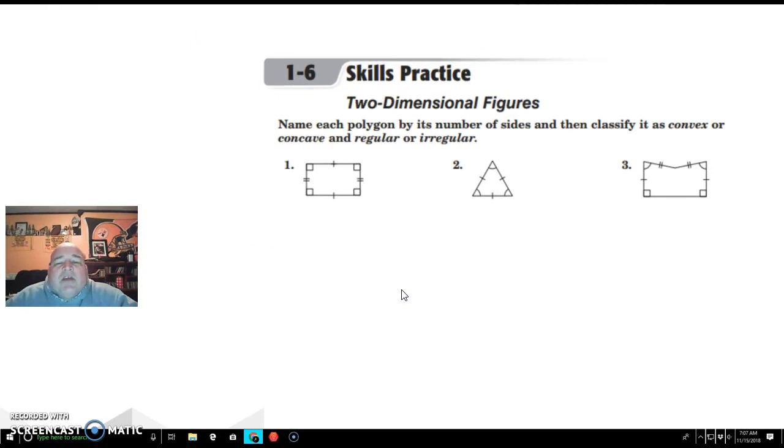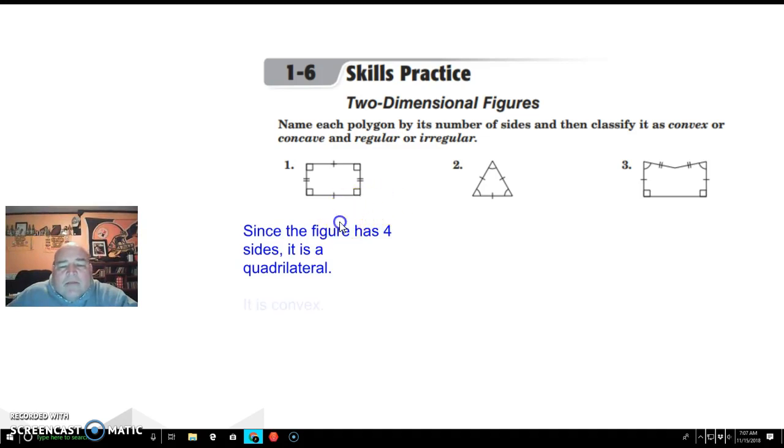The other thing that we need you guys to be able to do, well, let's take a look at our skills practice first. Name each polygon by its number of sides and then classify it as convex or concave and regular or irregular. So our first one, you can see, has 4 sides. That makes it a quadrilateral.